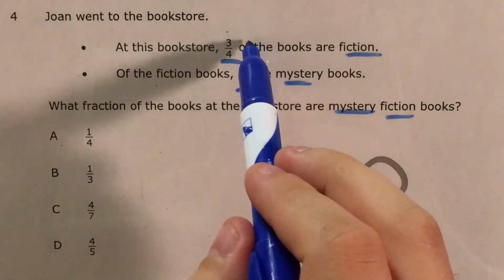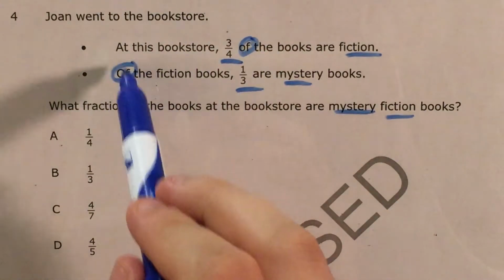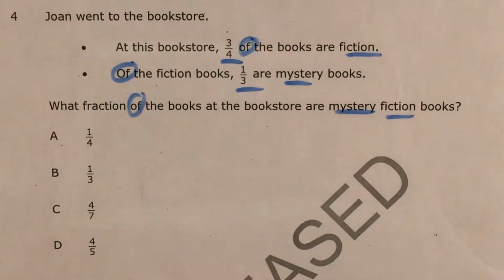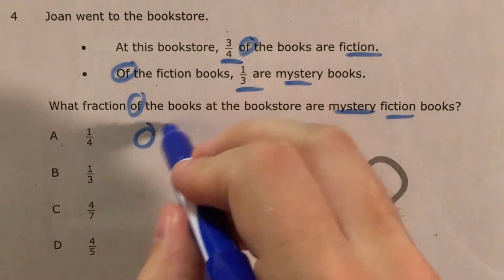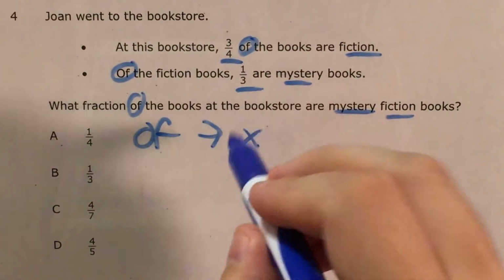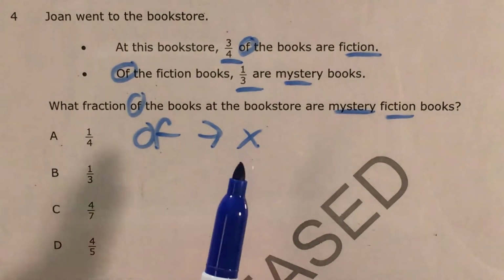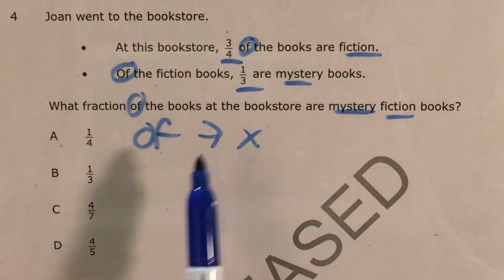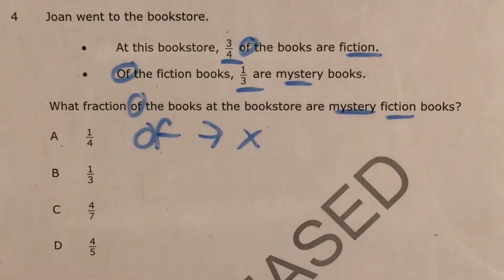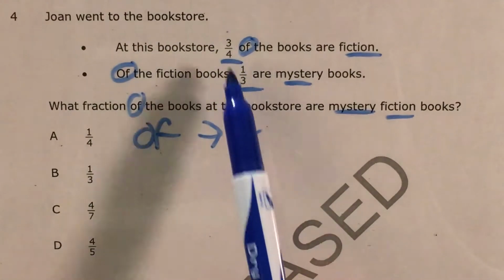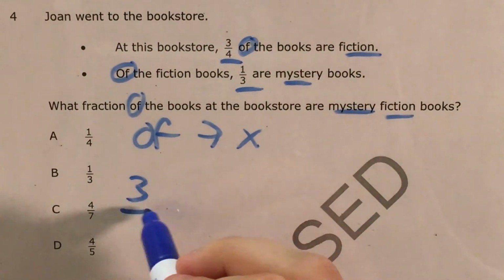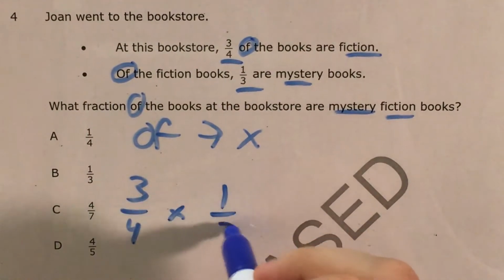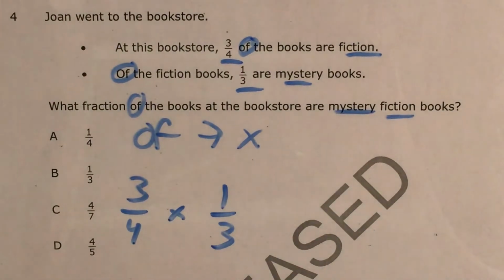And the word that I see most often here is this word of. When we see of in a fraction problem, of is going to tell us to multiply. We can also see that with percents and decimals, but especially in fraction problems, if we see of, that means we're going to multiply. Now, what numbers are here that we can multiply? Well, we can multiply 3/4 and 1/3.